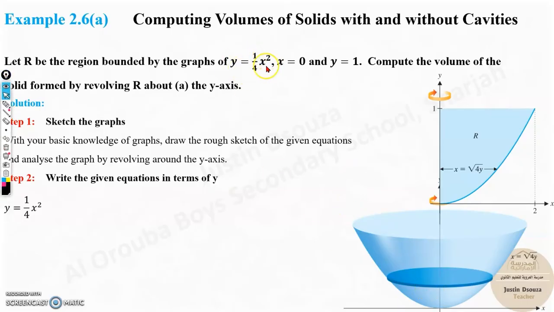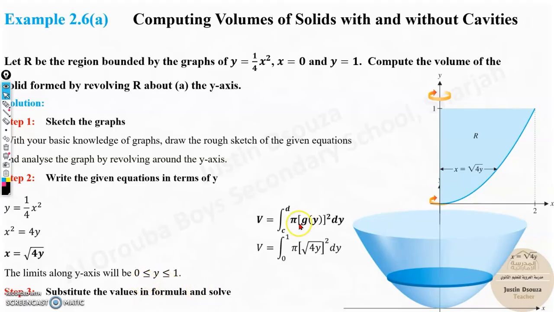You need to change this in terms of y. So get x to one side. We will change this: x square equals 4y, x is equal to root of 4y. And then limits. Where are the limits along the y-axis? It's from 0 to 1. So this is very simple. Substitute in the formula and get it. This is the previous formula. There is no change in this. But why we did this, we will see in the coming problems, that is B and C, how it changes. I hope this is clear.